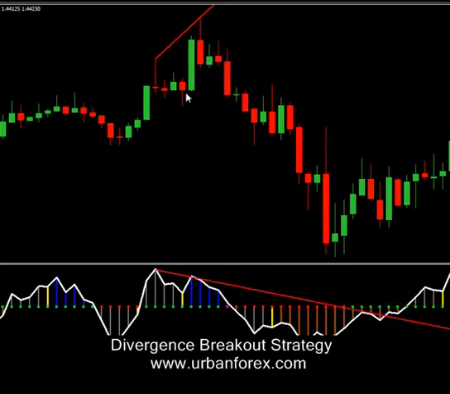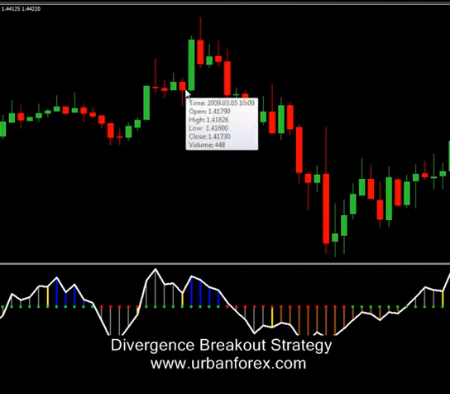Okay, but here's how to filter it out a little bit better and make it work. In an uptrend on the price, always connect your bottoms. In a downtrend in the price, always connect your tops. On the CCI, just connect your tops at all times. Now let me show you how this strategy works.